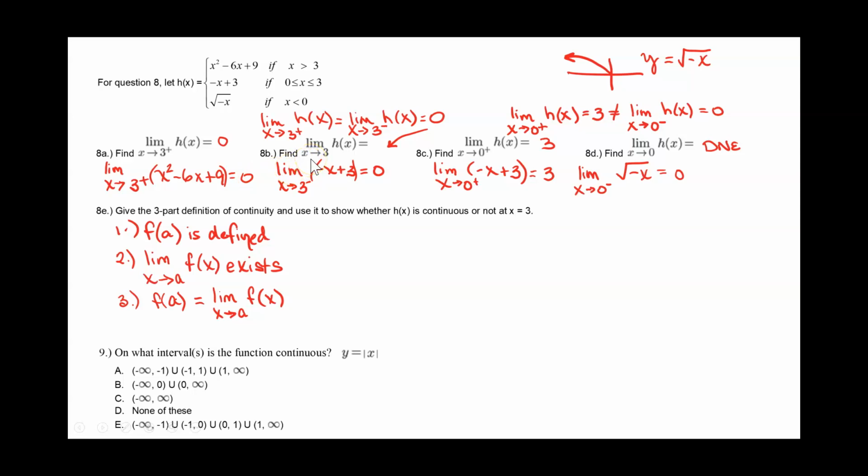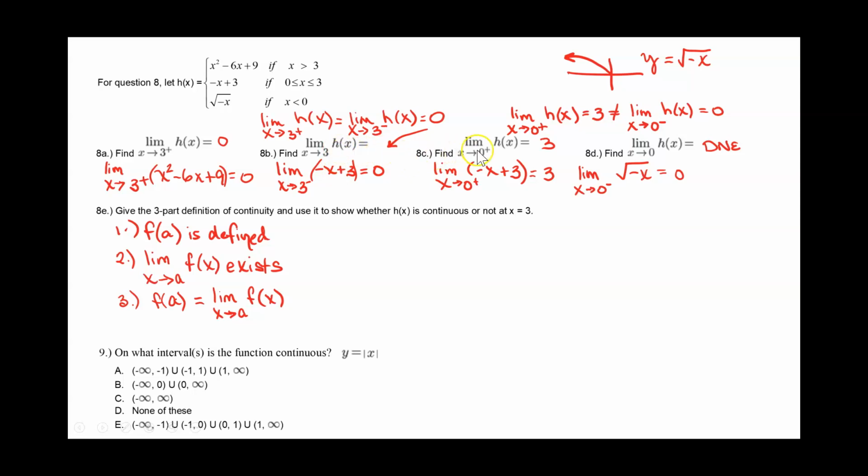All right, then they asked me for the overall limit. To find the overall limit, I need the limit from the right and the limit from the left. So we already have the limit from the right. Let's go find the limit from the left. So approaching 3 from the left, those would be values less than 3. I'm going to use this middle piece, negative x plus 3. That's a polynomial, so I can do direct substitution. So plug in 3, and I'll get negative 3 plus 3 is 0. So since the limit from the right and the limit from the left were the same, then this overall limit at 3 will be 0.